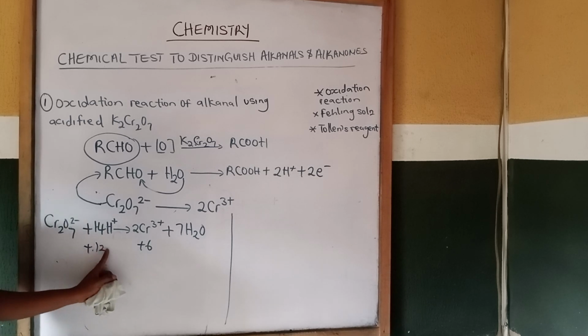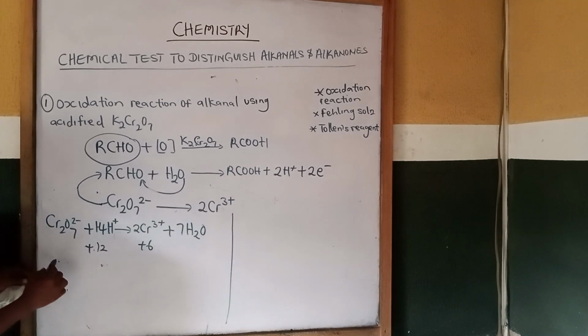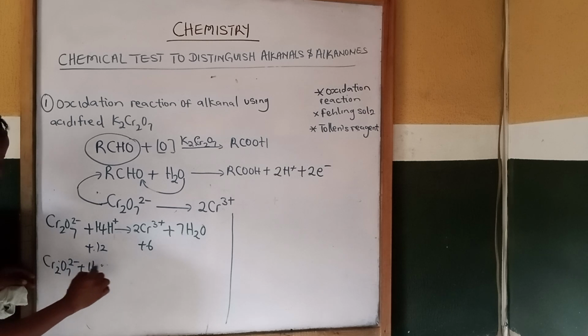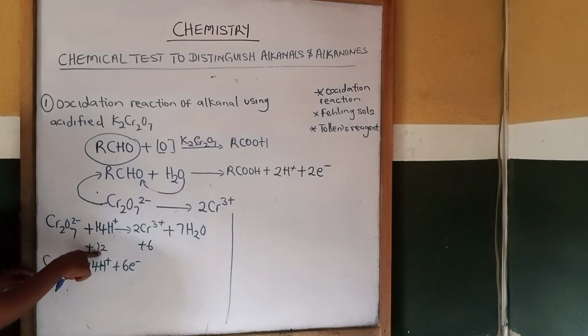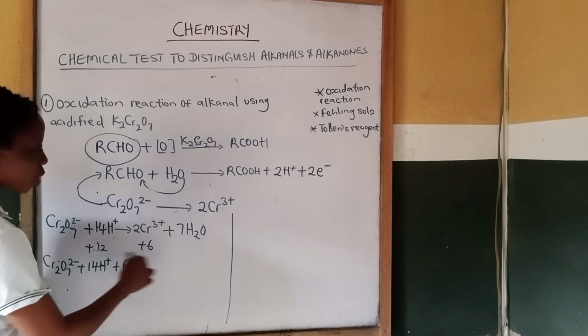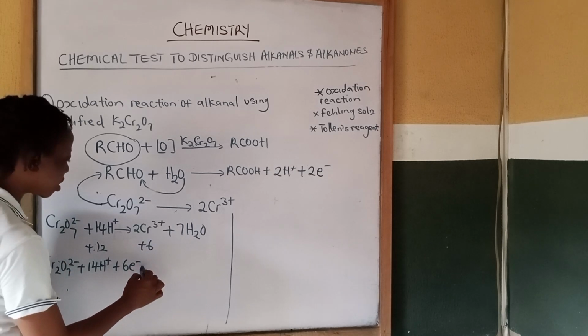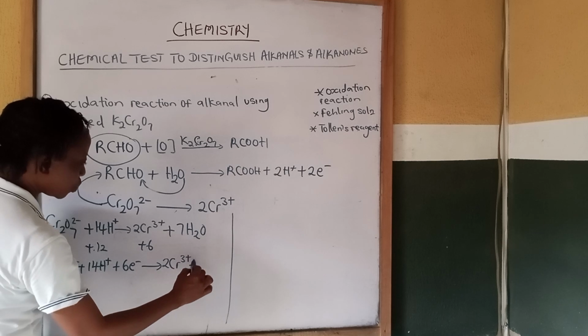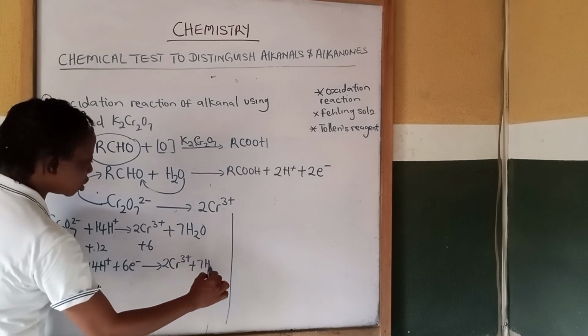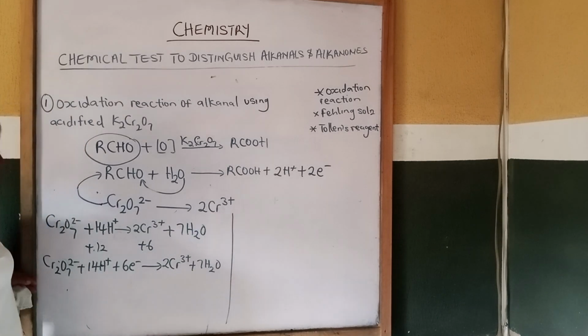So we minus 6 from this side to balance this side. So therefore, our equation will now be Cr2O7 2- + 14H+ + 6e-. So you subtract 6 electrons from what? From 12 to give you 6, so that we'll be able to have 6 electrons at both sides, equal to 2Cr3+ + 7H2O. So our equation is what?